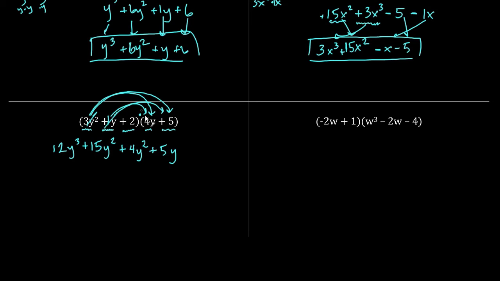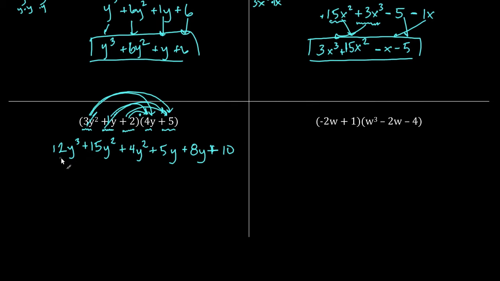We're done with this one. We got to try this. So a positive times a positive is a positive. 2 times 4 is 8y. So now we got this last one. Positive times a positive is a positive. 2 times 5 is 10.